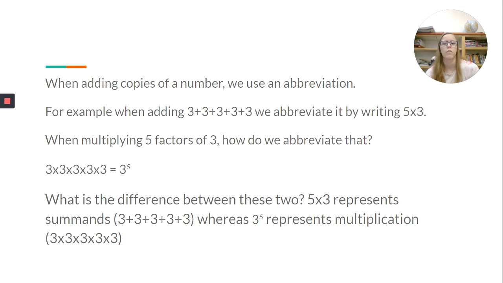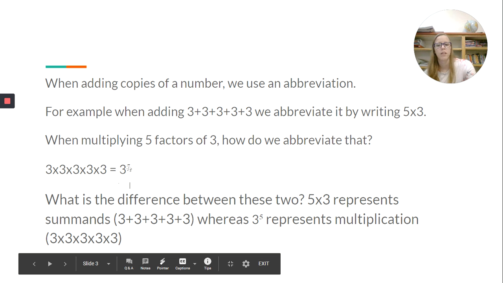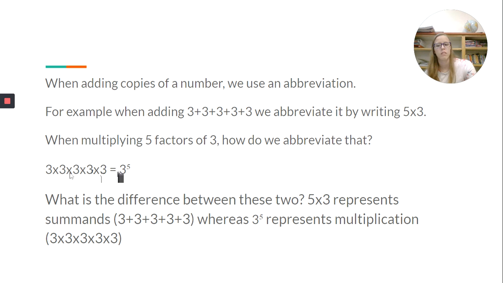Okay. So there's another example underneath it. When multiplying 5 factors of 3, so instead of adding 5 factors of 3, you're multiplying them, how do we abbreviate that? Well, you can see down here, it's 3 to the 5th power, because we have 5 3's. So the 3 isn't changing, except we're just abbreviating it by saying we're going to multiply 3 5 times, and that's what that 5 means.